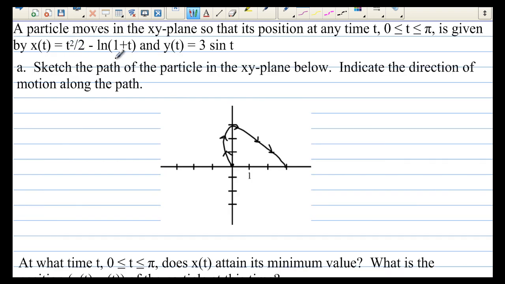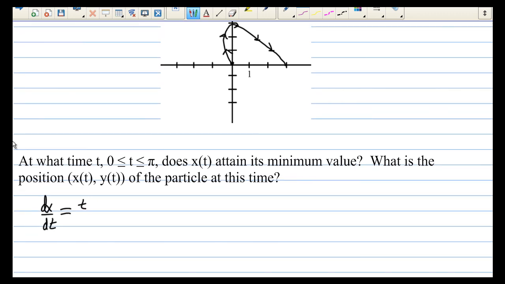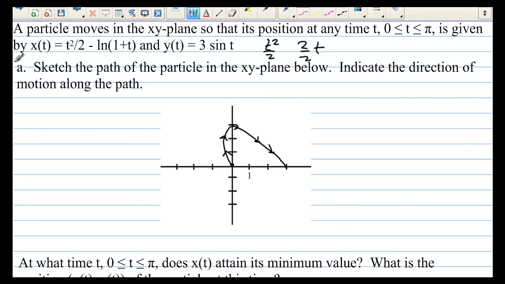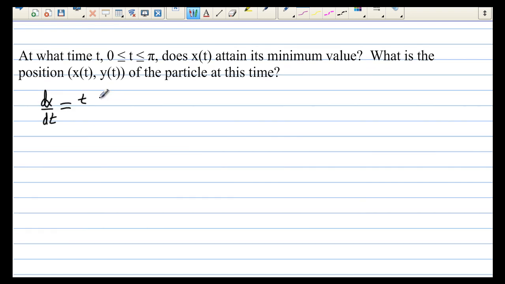Derivative of t squared over 2: you bring the 2 down, you have 2 over 2 t. So that is just going to be t. And then minus 1 over 1 plus t.